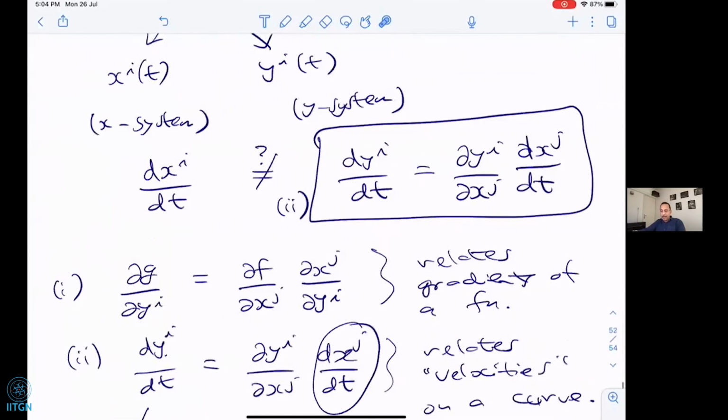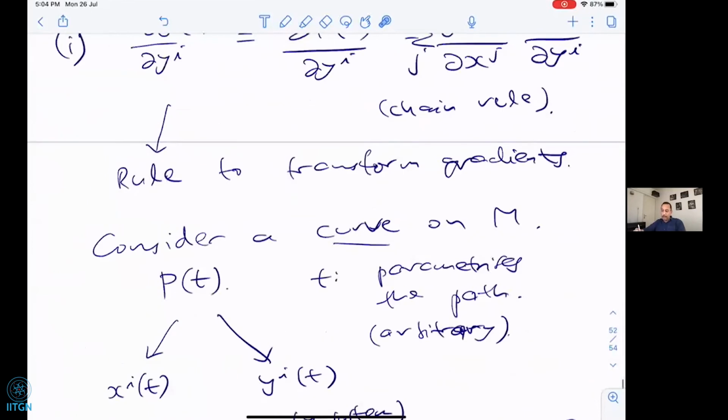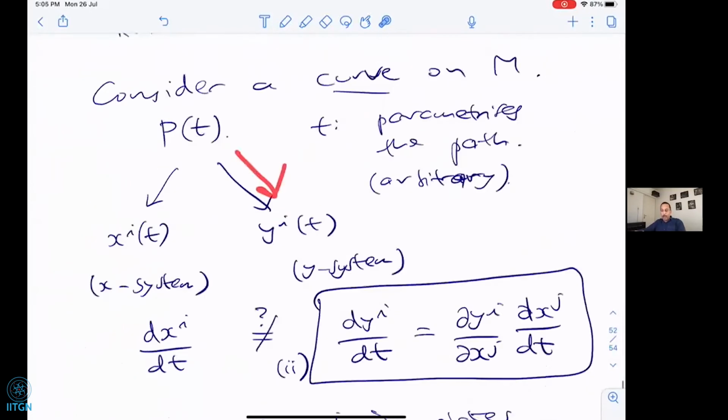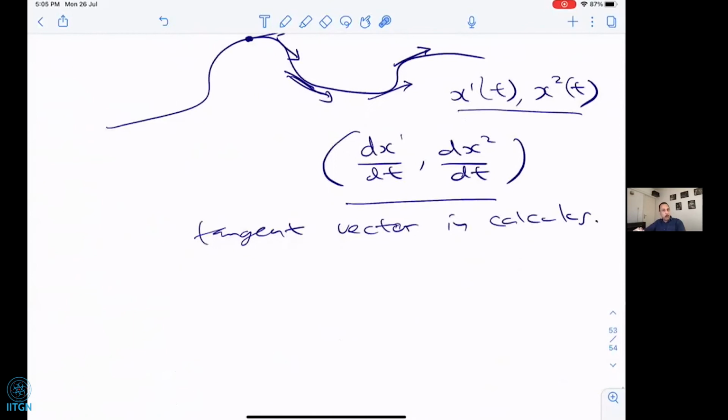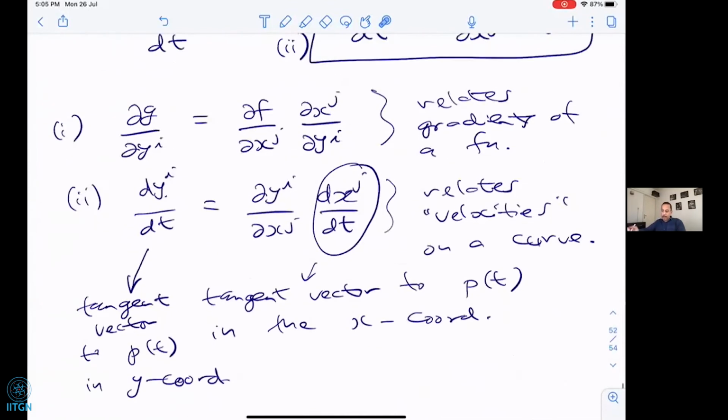You'll do the same exact thing, but you'll use the other map, the y map, and you'll carry out this differentiation in y coordinates, and you'll get your result. How are our results related? They're related by this formula, formula 2. So this is one of the key results.